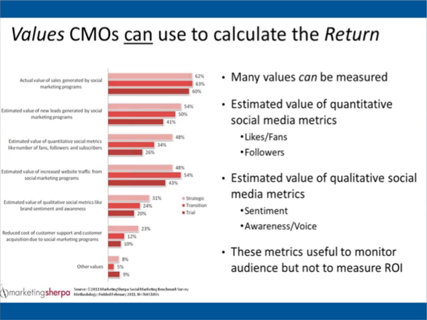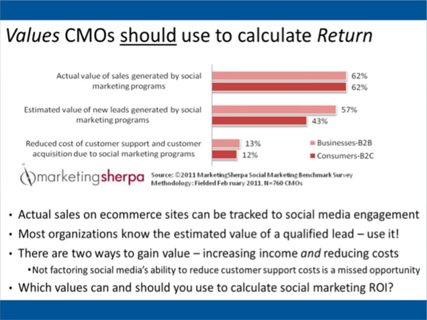So number 3, estimated value of qualitative social media metrics: sentiment, awareness, voice. That's what I also talked about, kind of brand awareness and things. Yes, you need to look at this, but it's not ROI, right? So we just need to skip all the BS and get right to it. And when it gets down to what we should use to calculate return, it's very clear.